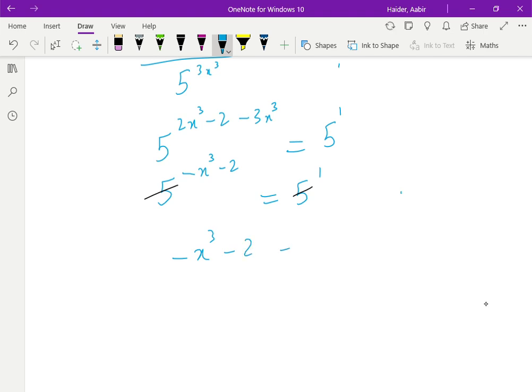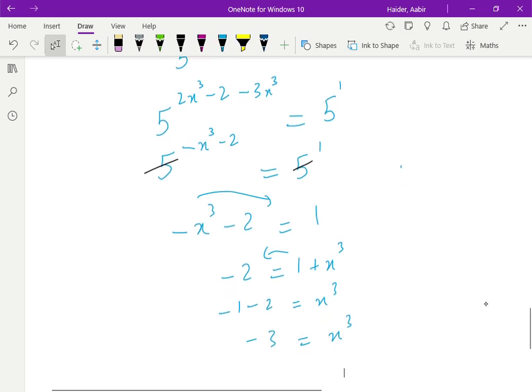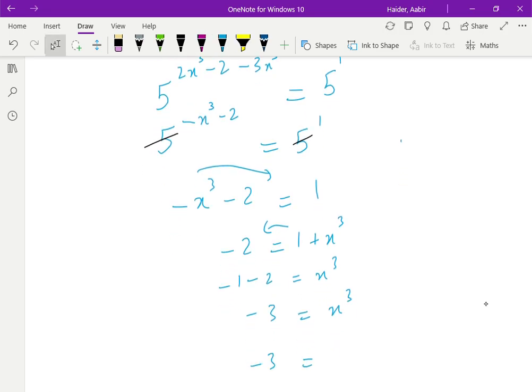So I am nearly going to see my answer there. Just shift it there. So negative 2 equals 1 plus x cubed. Shift 1 there. So negative 1, negative 2 is equal to x cubed. Negative 3 is x cubed, and you can simply take the cube root of negative 3, and that would be your x, right? So that's how you're going to do it, and you can simply get your answer by this.